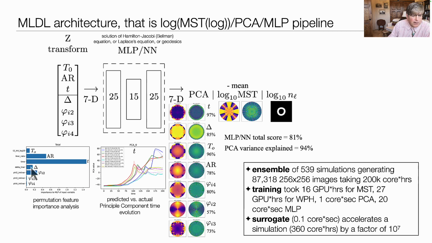What's shown here are the results of a permutation feature analysis, which will be discussed more in just a second, along with the predicted versus actual for the first principal component. What's shown here are the spectral transforms of the principal components.